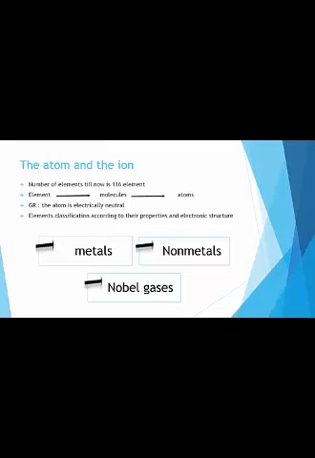We have studied that every element has two numbers. The first number is the atomic number, which represents the number of protons or the number of electrons, and the above number is the mass number. Mass number is the summation of protons plus neutrons inside the nucleus.